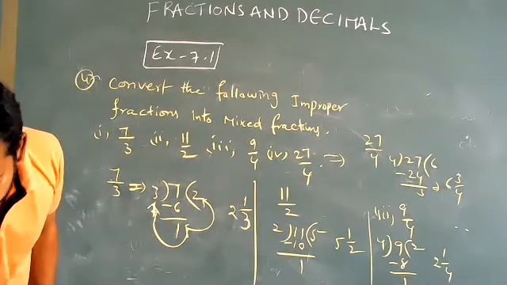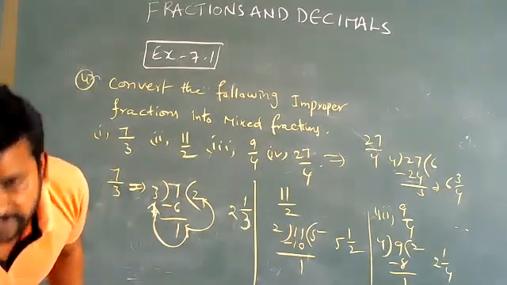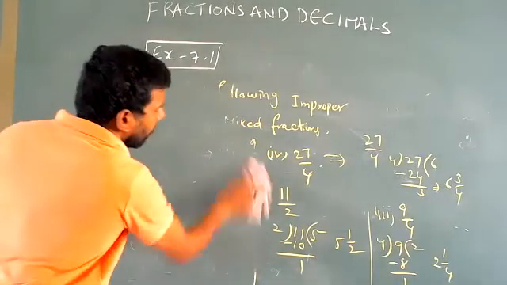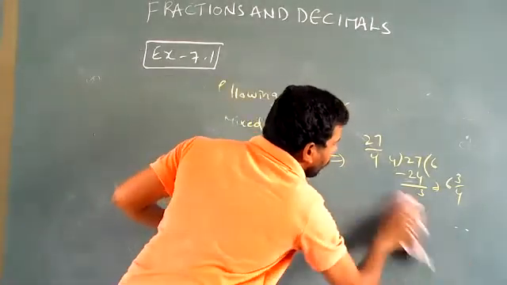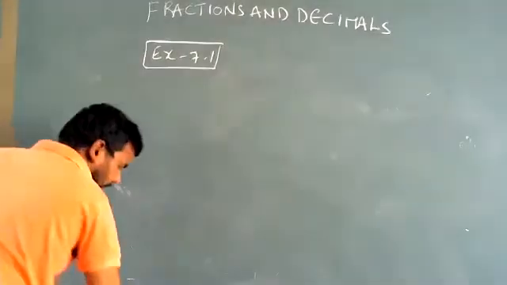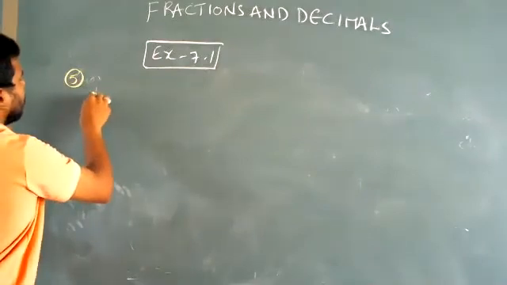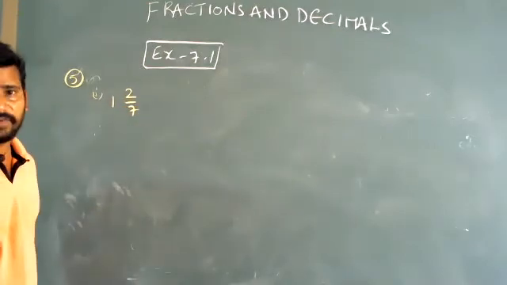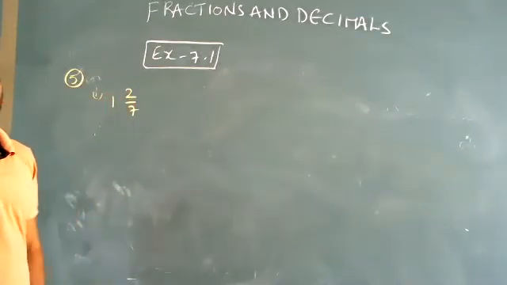Exercise 7.1, fifth question: convert the following mixed fractions into improper fractions. How to convert mixed fractions to improper fractions? Fifth one, first bit: 1 2 by 7 is given. So it is a mixed fraction. This mixed fraction you should convert into an improper fraction.